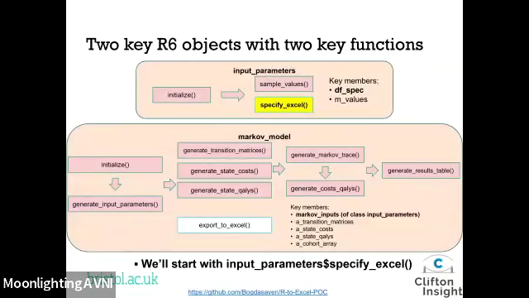And the same with the Markov model, there's an exportToExcel function, which again looks at all the relationships and data and exports an Excel version of the model. So I'll start by showing how this member function specifyExcel works.